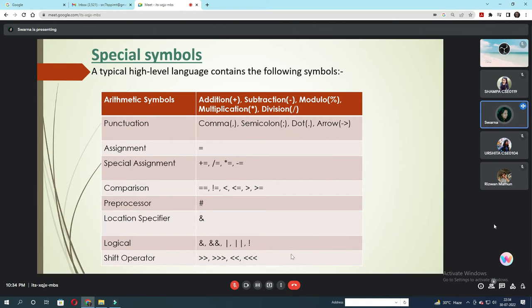And the list of operators are assignment, special assignment, comparison, preprocessor, location specifier, logical, and shift operators. These are the symbols depicted in this picture.